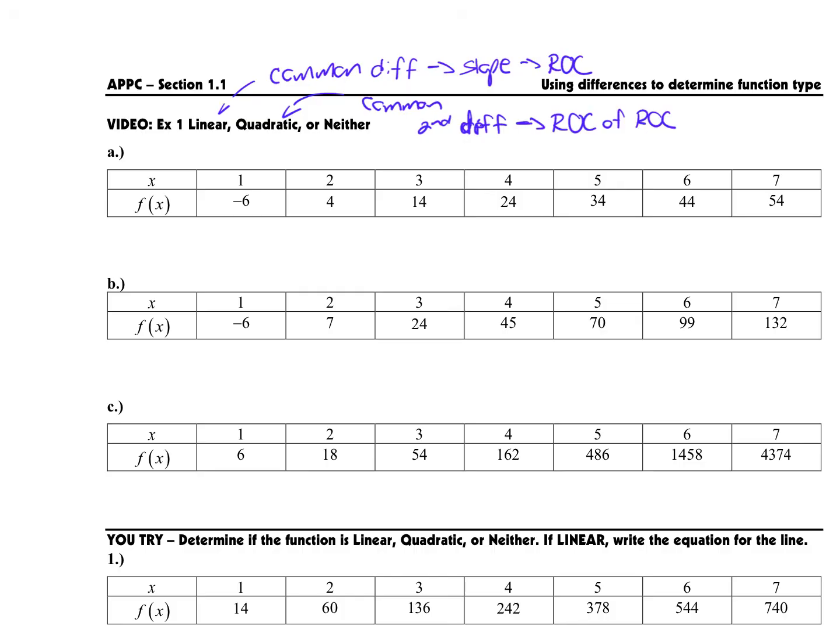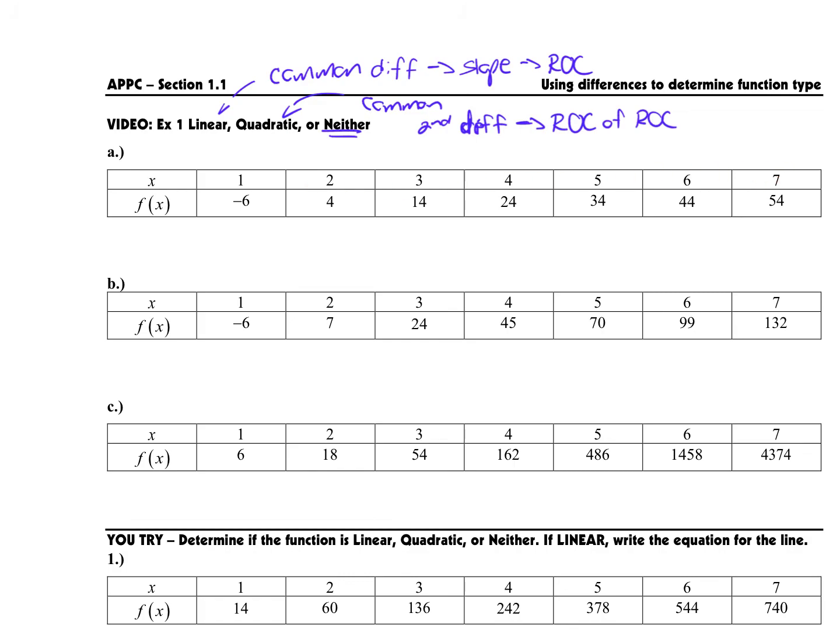If neither of these apply, then the function is neither. That doesn't mean that the function doesn't have a rule that we could write. Just for our purposes today, we are only looking at linear versus quadratic, and anything else we will categorize as neither. So let's take a look at our first example here.